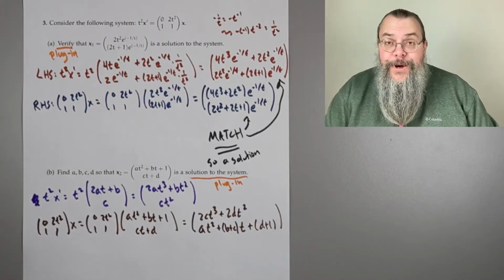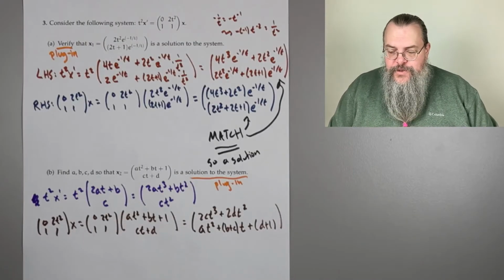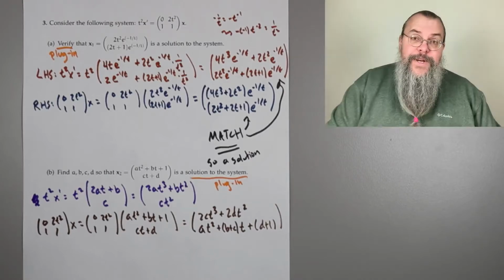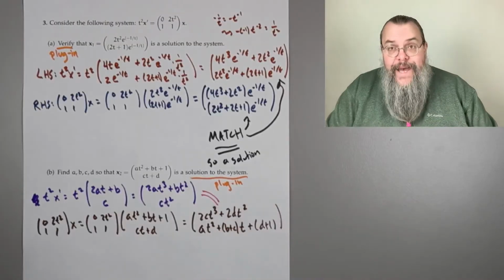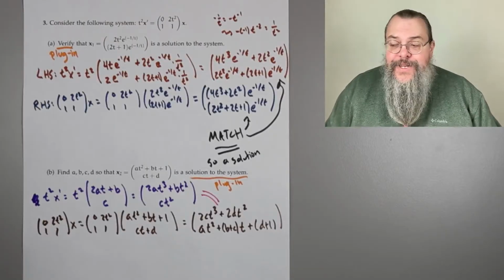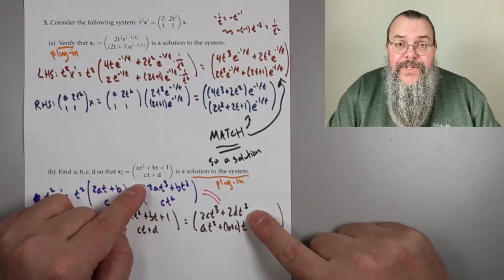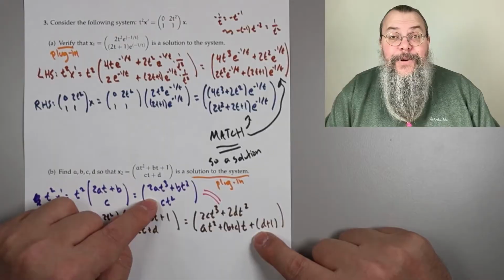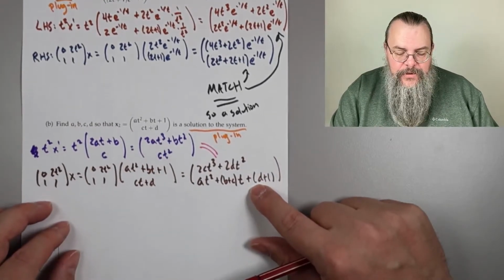Now, what do we know? We know it's a solution. Given that we know it's a solution, what must be true? Well, what must be true is that when we plug into the left-hand side, we get what we plug into the right-hand side. In other words, these parts have to match. So they have to match in their entries. The first entries have to match, the second entries have to match, which means that the coefficients have to match. So now we're just going to say what's true about our coefficients.